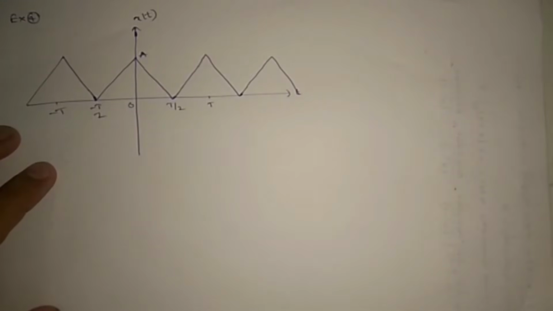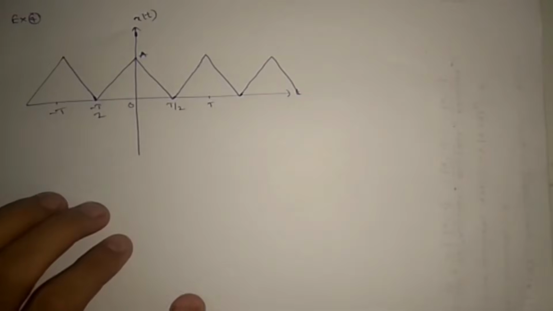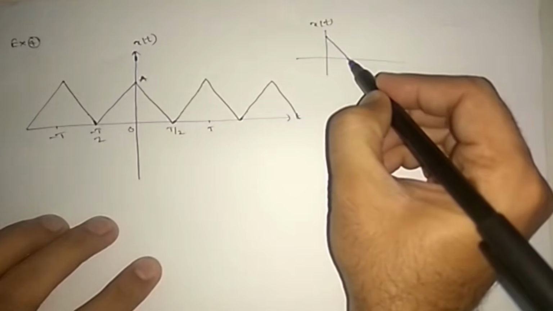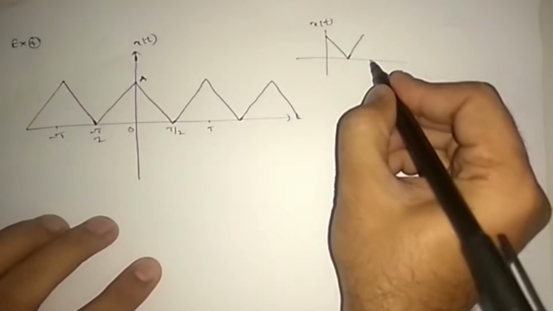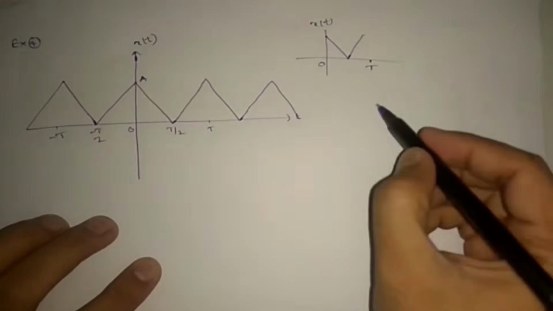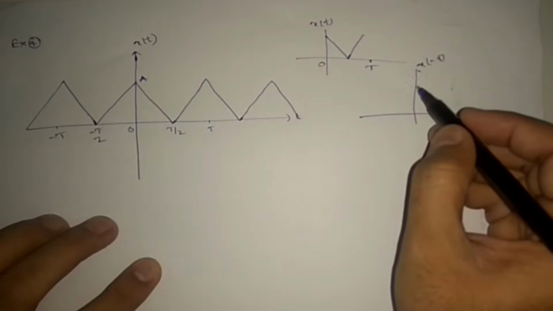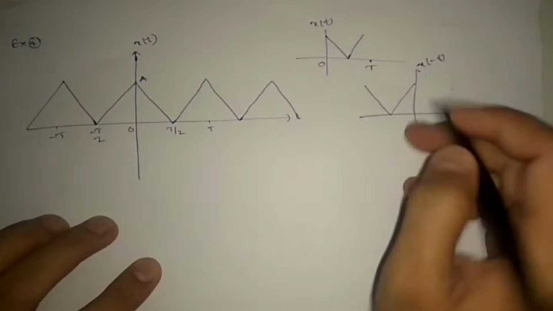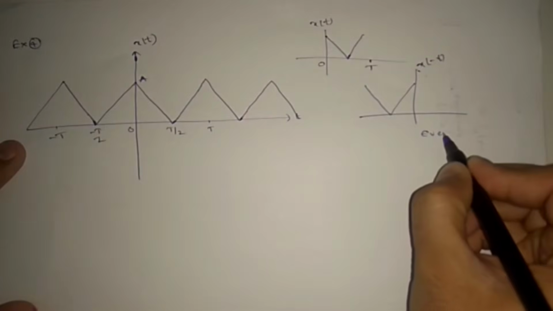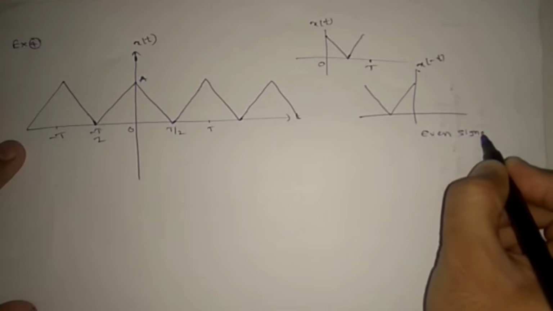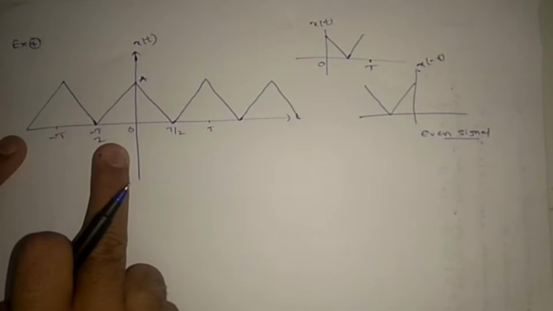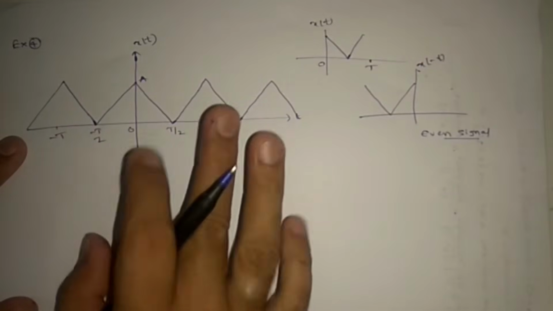See, first check whether this is an even signal or an odd signal. In this also I will take one period only, x of t. So one period is V, right, up to T. Now if you perform x of minus t, what will you get? V like this, right? So this V is the same, right? So this is an even signal, right? Next, the DC value. Is the DC value 0? No, right? It will have some DC value.